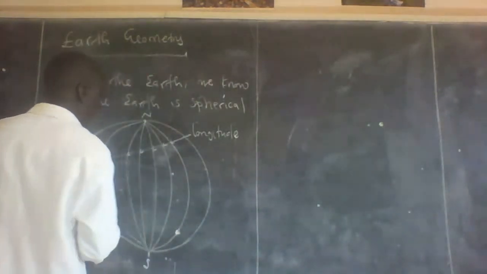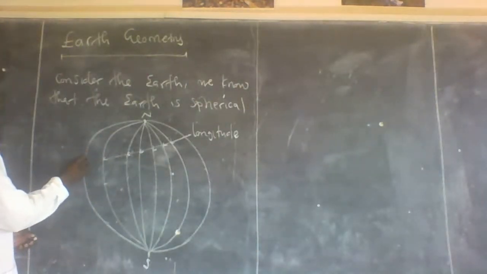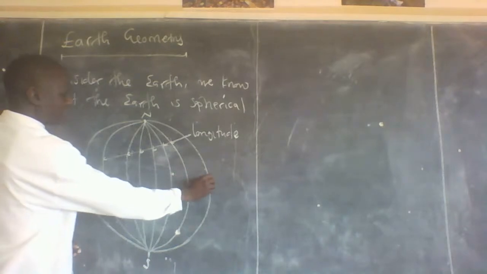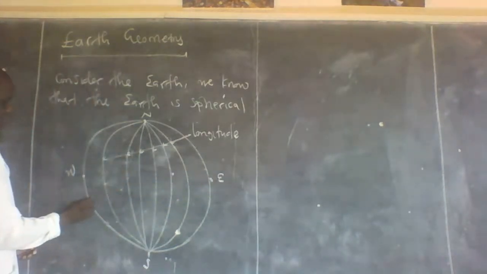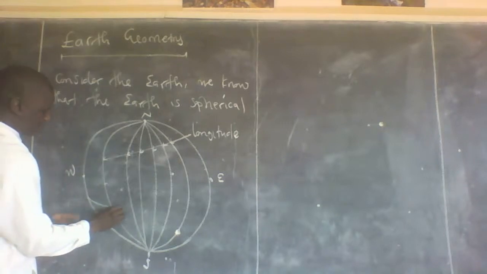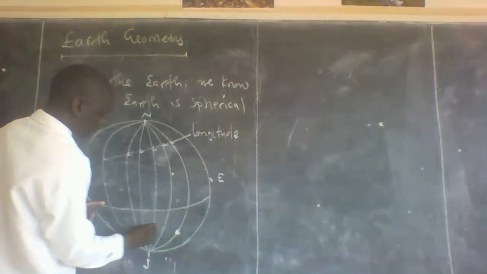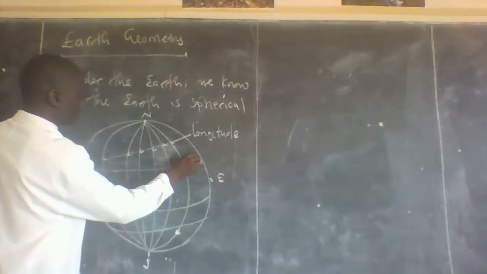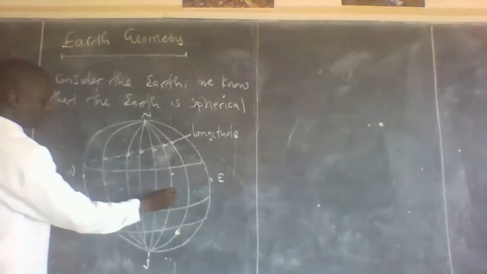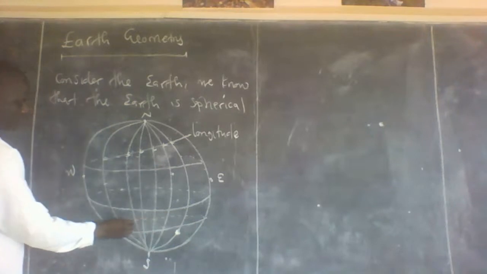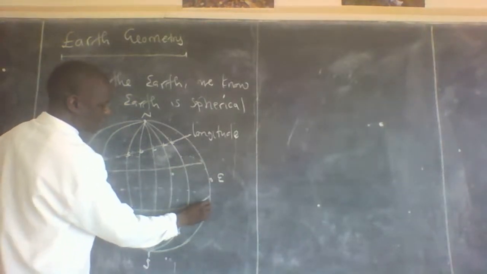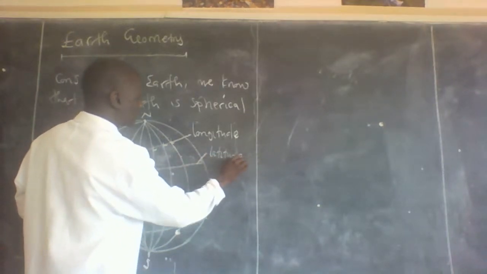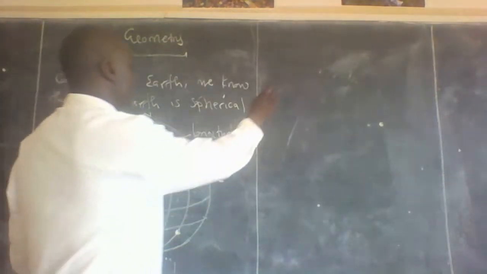Then we also have lines that run from the west, the left part of the earth, up to the east, the right. These lines here, from the west to the east, are called latitudes. So this one is a latitude.